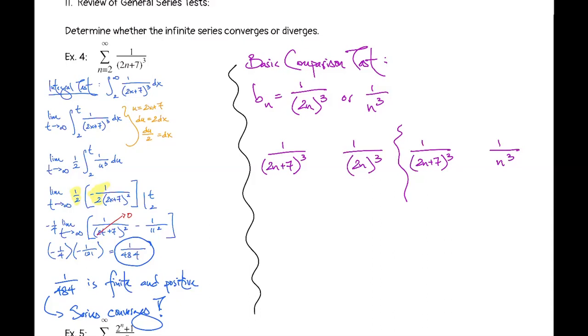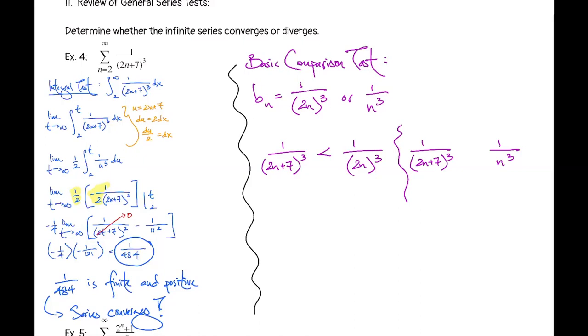All right, what do we think here? Let's take a look at the one on the left first. Is there a definitive relationship that we can establish between 1 over (2n plus 7) cubed and 1 over (2n) cubed? The one on the left is smaller than the one on the right? The one on the left is smaller, good, because the denominator is bigger, right? So that's going to lead to a smaller one. So, okay, that pair works.